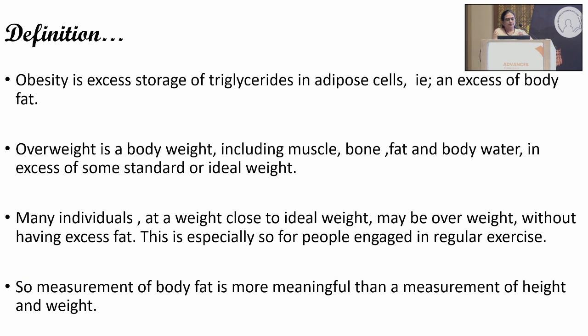Now, what is obesity? Obesity is just excess of triglycerides in the adipose tissue. That is an excess of body fat. And there's a difference between obesity and overweight. Overweight is a sum total. It's an excess of body weight, including muscle, bone, fat, and body water, in excess of some standard or ideal weight we have determined or we have set.